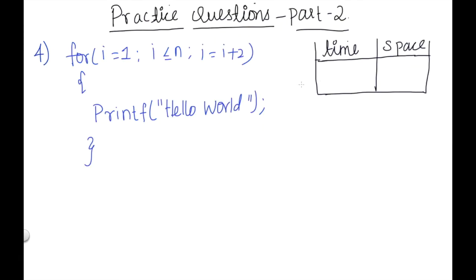Now let's move on to the next question. If you see here, this loop is not incremented by 1. This is incremented by 2. So how many times this statement will be executed?